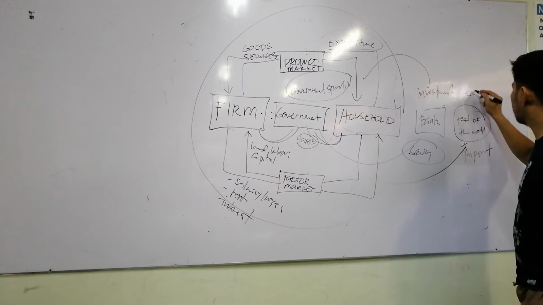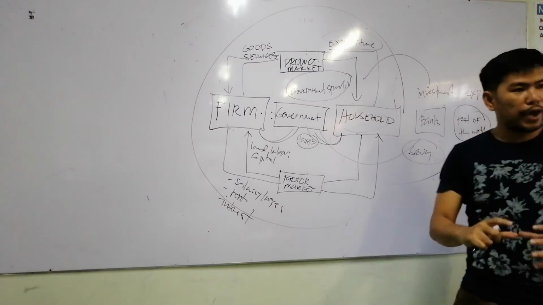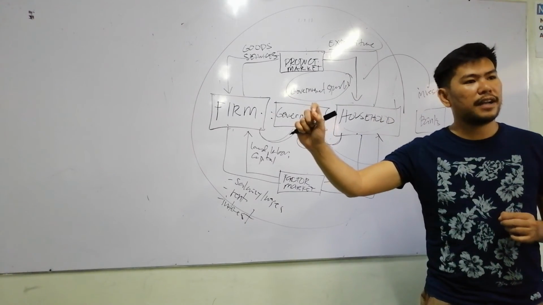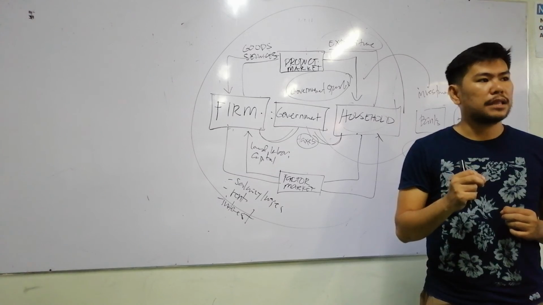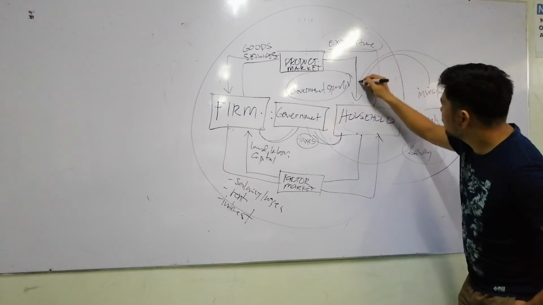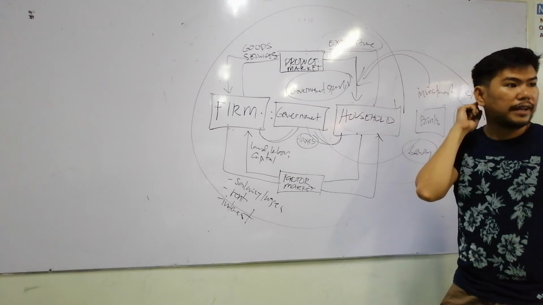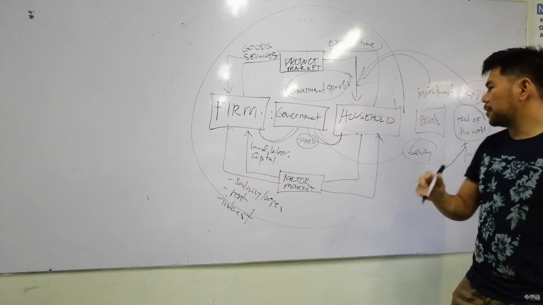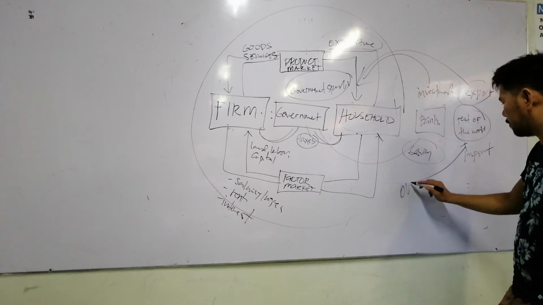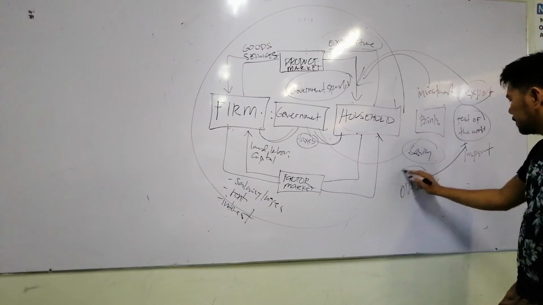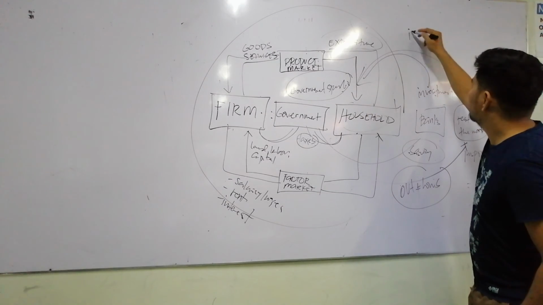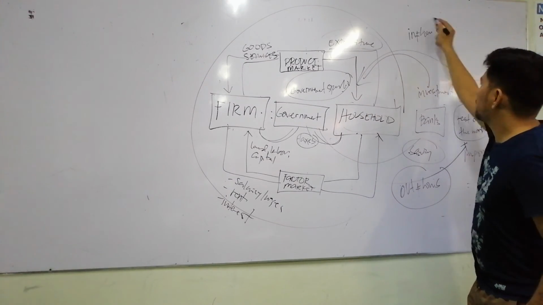However, when we export, it means the Philippines is selling products to other countries. In return, we will receive their payment. Once we receive their payment, the money goes back to the circulation. All of these, taxes, savings, and imports, are what we call outflows. And exports, investment, and government spending are what we call inflows.